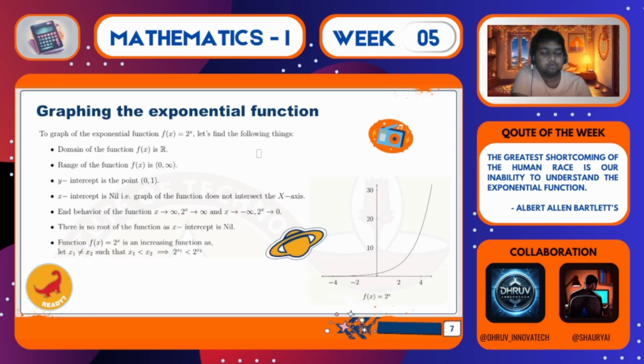Next, we are going to see how to graph an exponential function. Here, as you can observe, 2 is our base and x is our exponent. So 2 to the power x is an increasing function, as you can see. The graph starts from here and just goes on increasing. That's why it's an increasing function. At every point, the previous value is always less than the next point when you are moving through increasing functions.